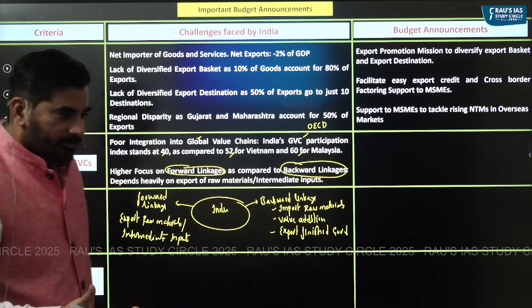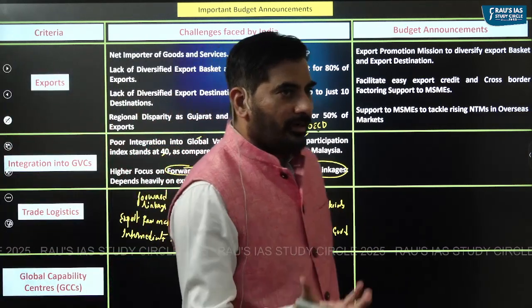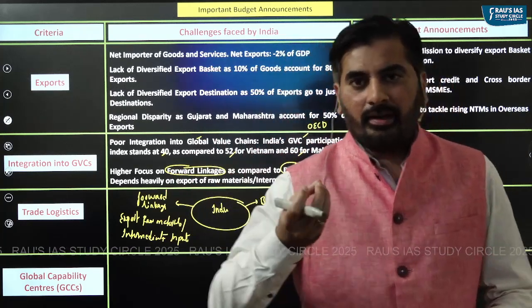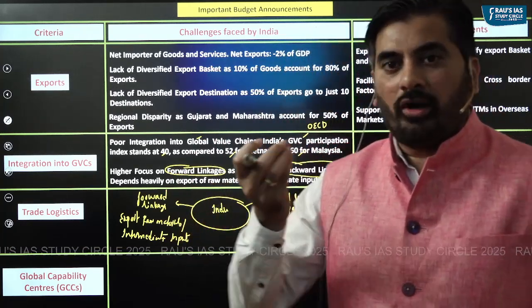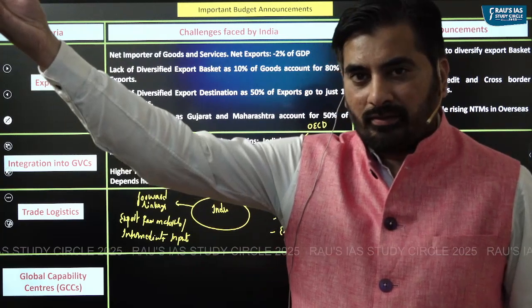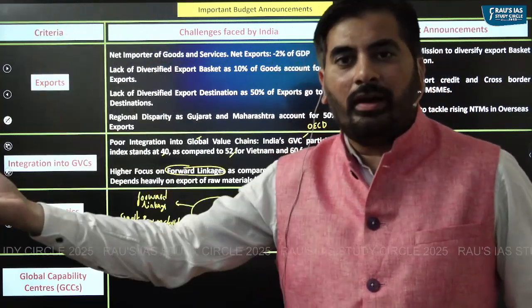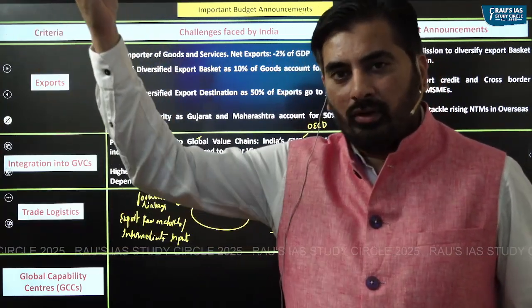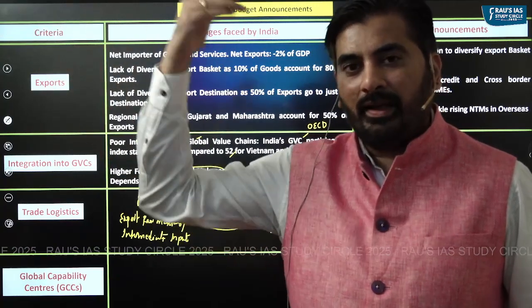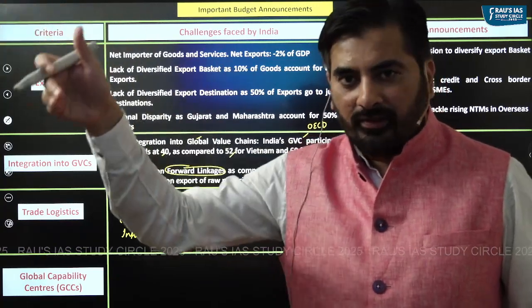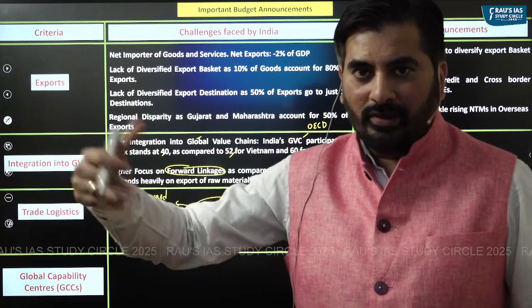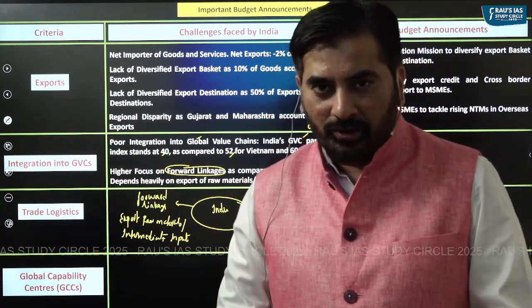For example, in case of forward linkage, what might happen is that India might export cotton fabric to other countries, and those countries will do value addition, convert it into a cotton shirt or cotton pant, and then export it or use it in their own country. So that is what forward linkage is.